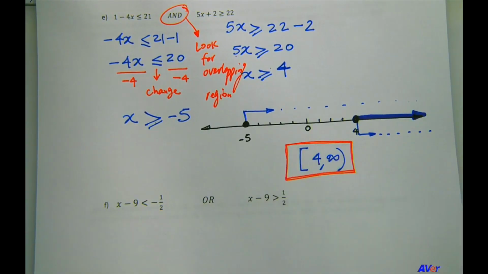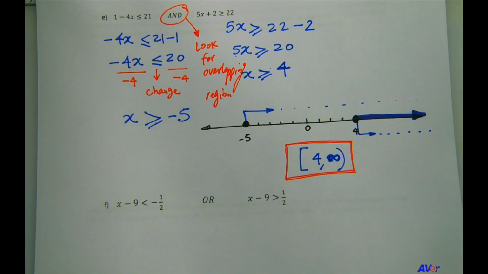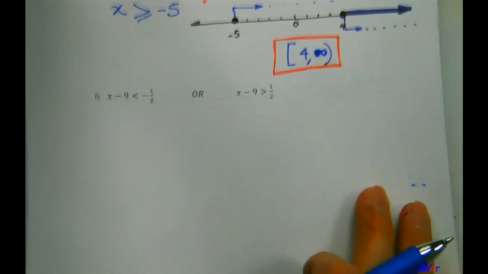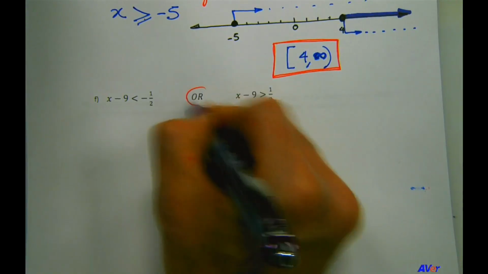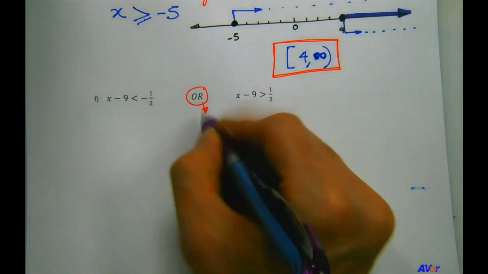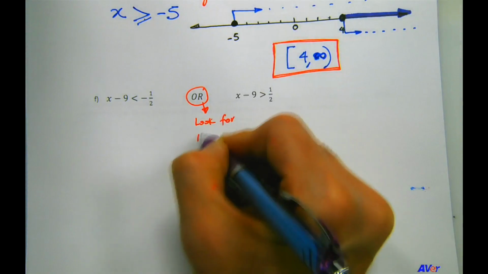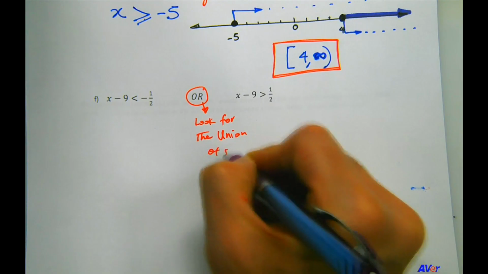Okay? I hope this is becoming clear if it wasn't already. And I hope this matches what you have on your own paper. Like that. That's infinity. All right. So here's another one of those compound inequalities. This time, we got to be careful because this "or" means look for the union of solutions.